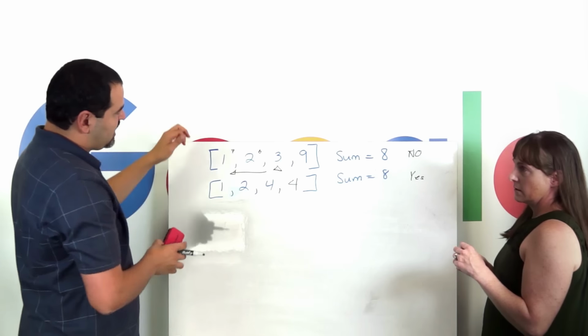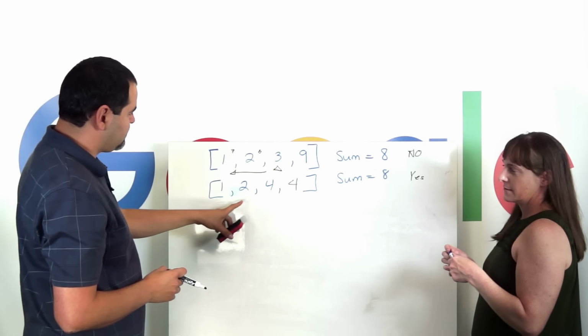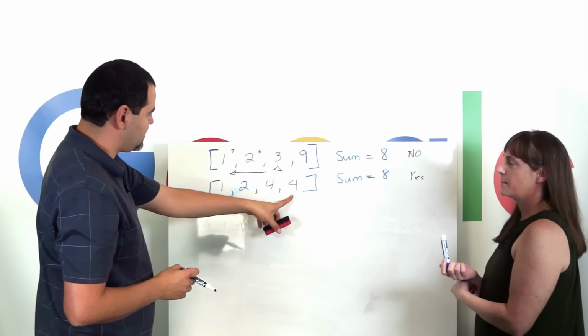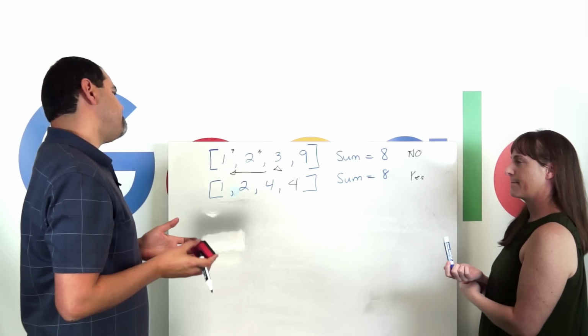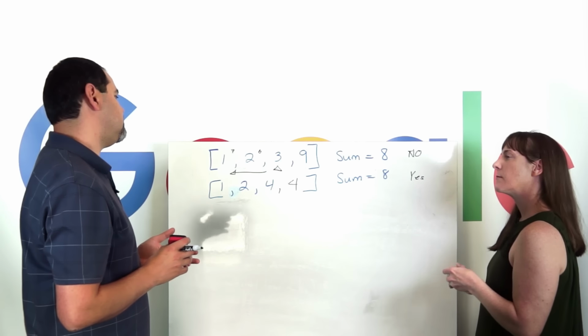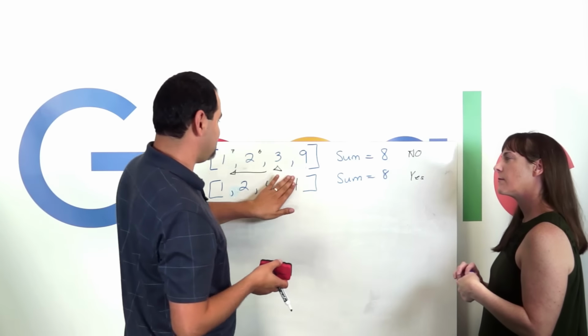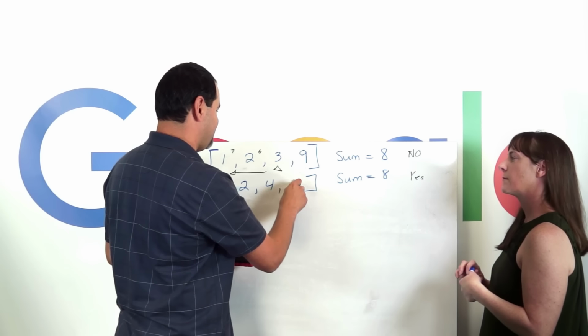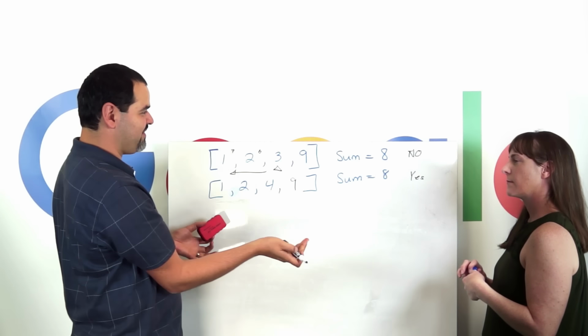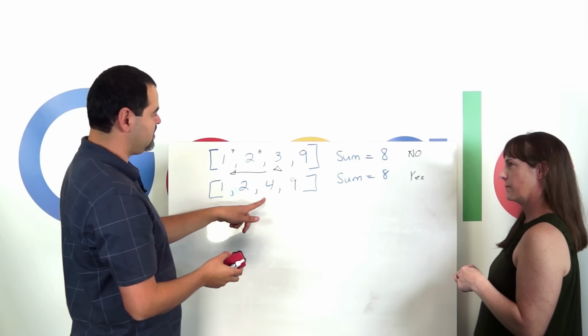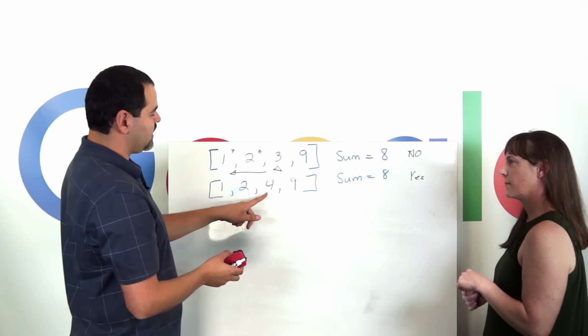I need to be careful though. How am I going to deal with the case of repeated elements? I don't want to be able to say, oh, I have a 4. Yes, of course I have a 4. I'm done. Right? That would be a wrong solution. I guess I need to be careful there.